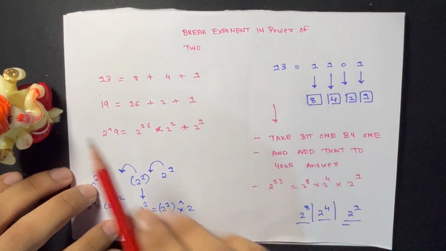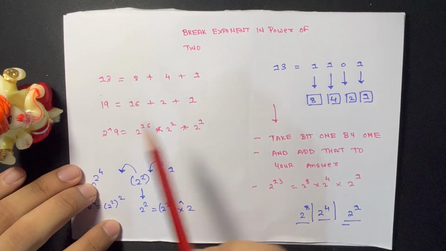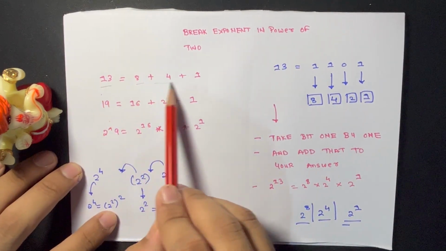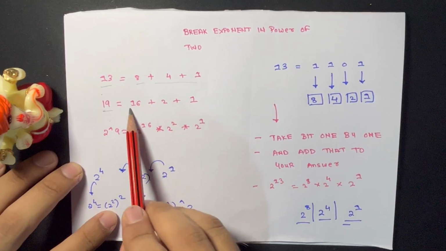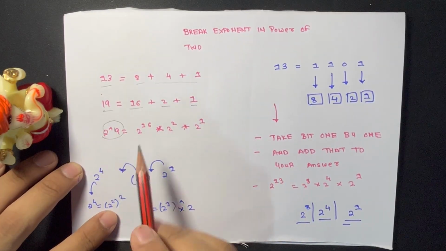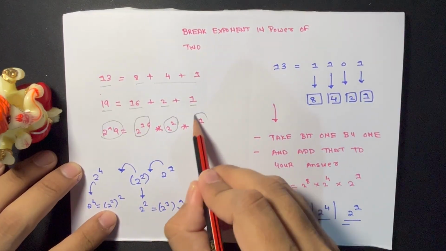Okay, so the entire technique is very simple. We don't calculate the exponents directly, we break the exponent into powers of 2. Like 13 can be written as 8 plus 4 plus 1, 19 can be written as 16 plus 2 plus 1. So 2 to the power of 19 can be written as 2 to the power of 16 into 2 to the power of 2 into 2 to the power of 1.